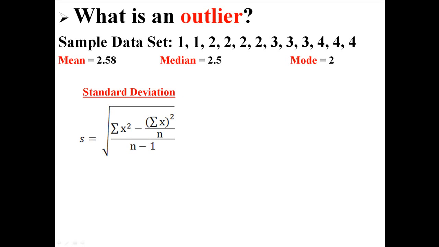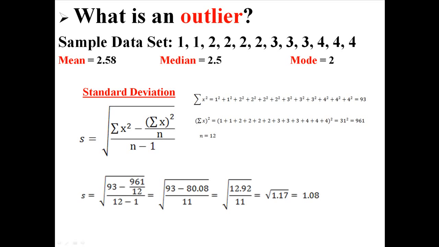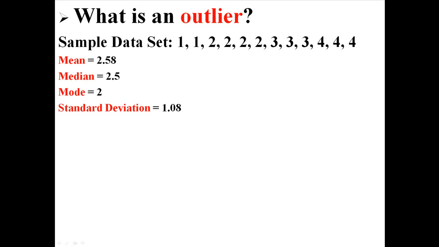And now I'm going to calculate the standard deviation using the computational formula. So I do that to find the sum of all x, the sum of all x squared, and we know that n is 12, so I can just plug those numbers into the equation and solve for standard deviation. We end up finding that the variance is 1.17 and the standard deviation is the square root of that, which is 1.08. So now we have these four values. For this data set, we know the mean, median, mode, and standard deviation.